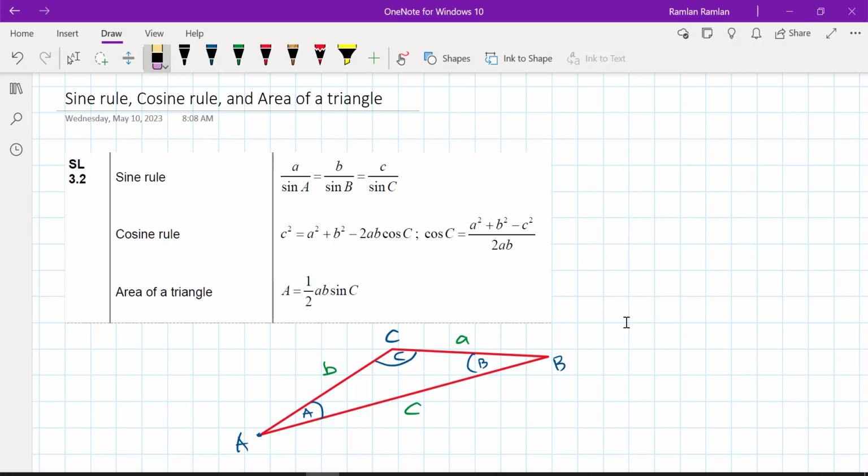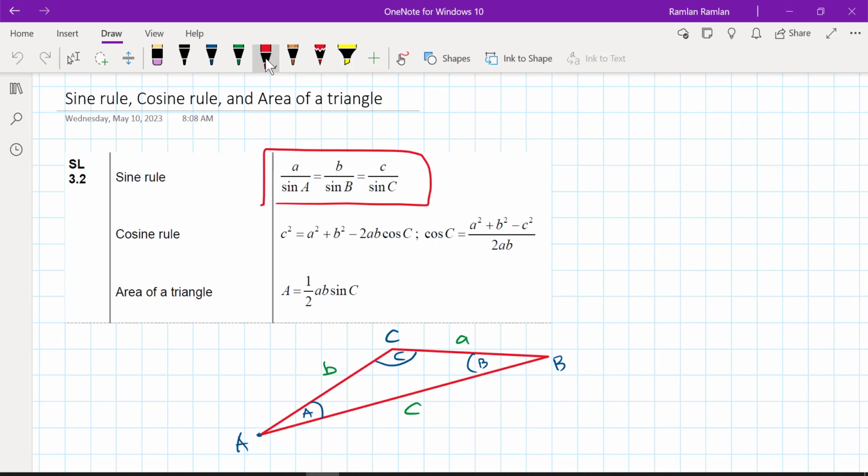Let's go to the first rule, which is the sine rule. For the sine rule, we have a over sine A equals b over sine B equals c over sine C. What does that mean? It means that the ratio between the side length and the sine of the angle opposite to it is the same for all three sides in a triangle.